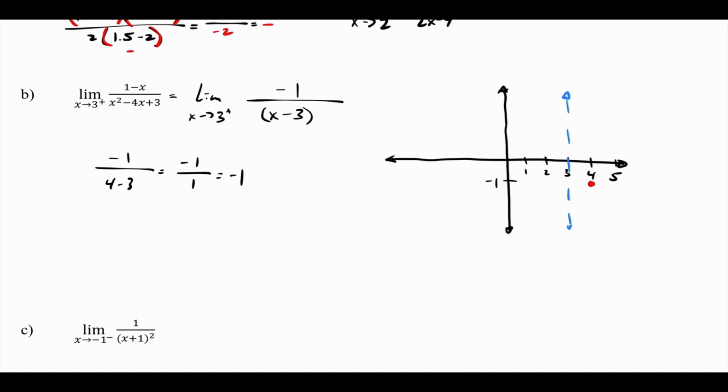Now, that doesn't necessarily mean that it's negative infinity. It could be coming up. It could be on its way up. What'll give me a better idea is if I pick another value that's in between 3 and 4, 3.5.